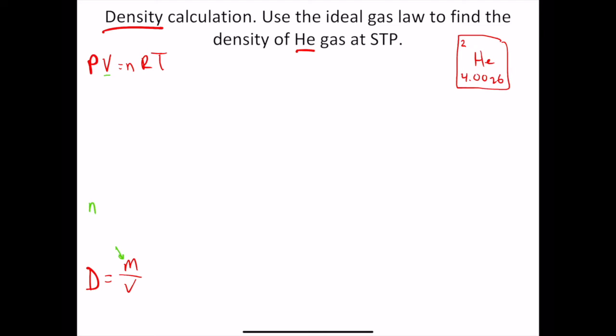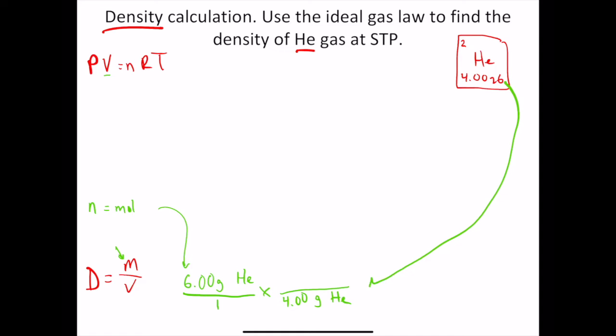All right, maybe. What about this n? That equals the number of moles. And how do you get number of moles? Let's look at that for a sec. Let's say we had 6 grams of helium, and we wanted to convert that into moles. Well, we would do this, and on the bottom we would put grams, because they need to cancel out. How many grams? It would be 4.00 because that's the molecular mass.